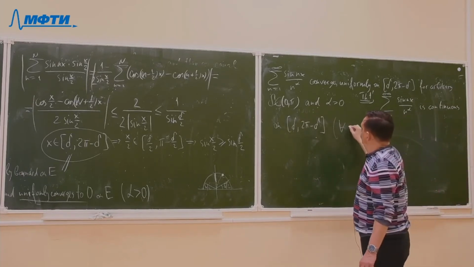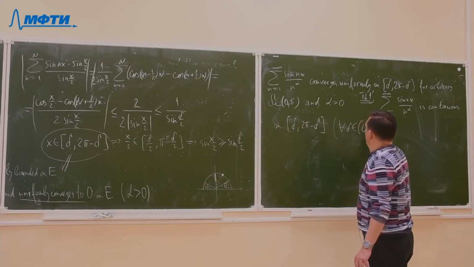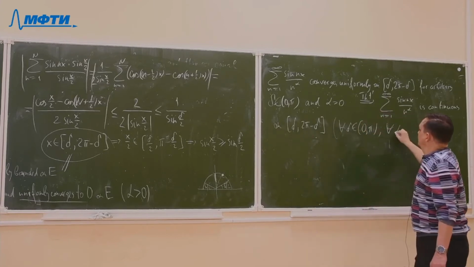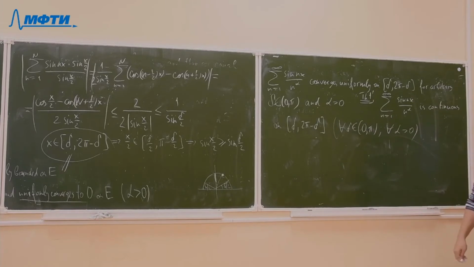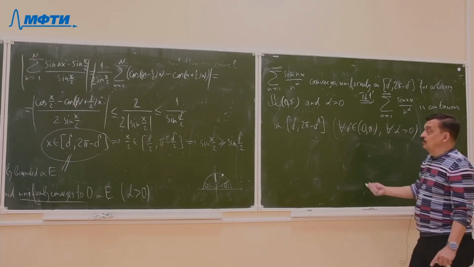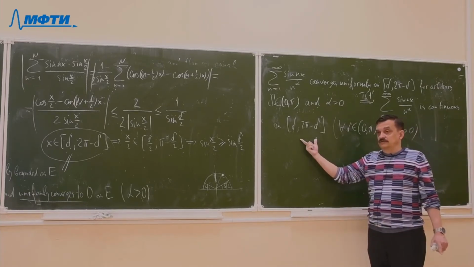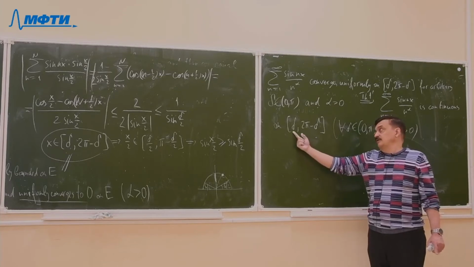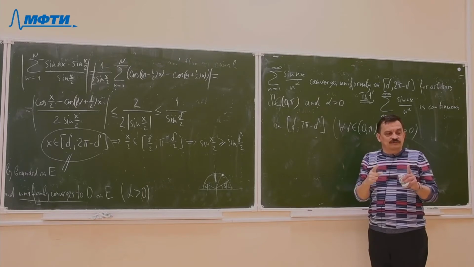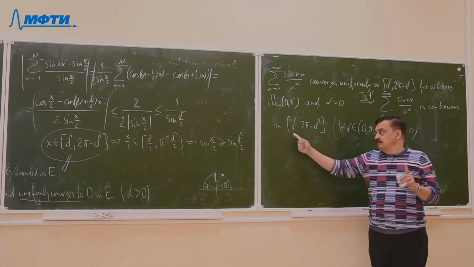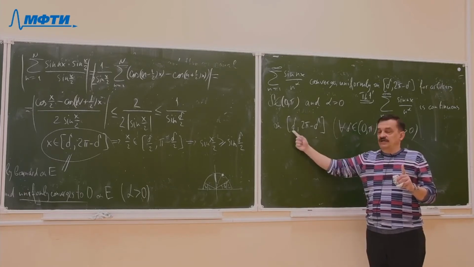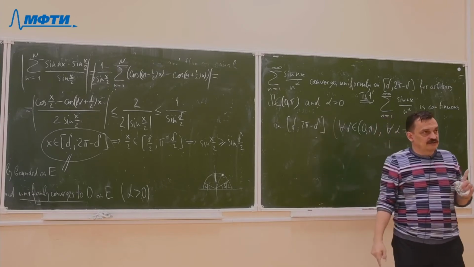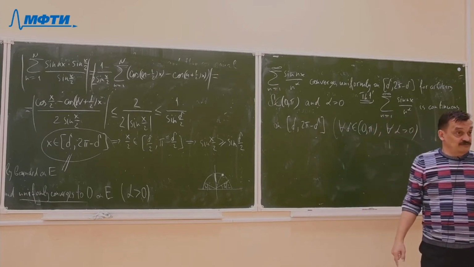For any delta in (0, pi) and for any alpha positive. And now a very popular way to deduce facts about continuity. Look. Formally, we have continuity on an arbitrary closed interval from delta up to 2 pi minus delta, where delta is an arbitrary constant.